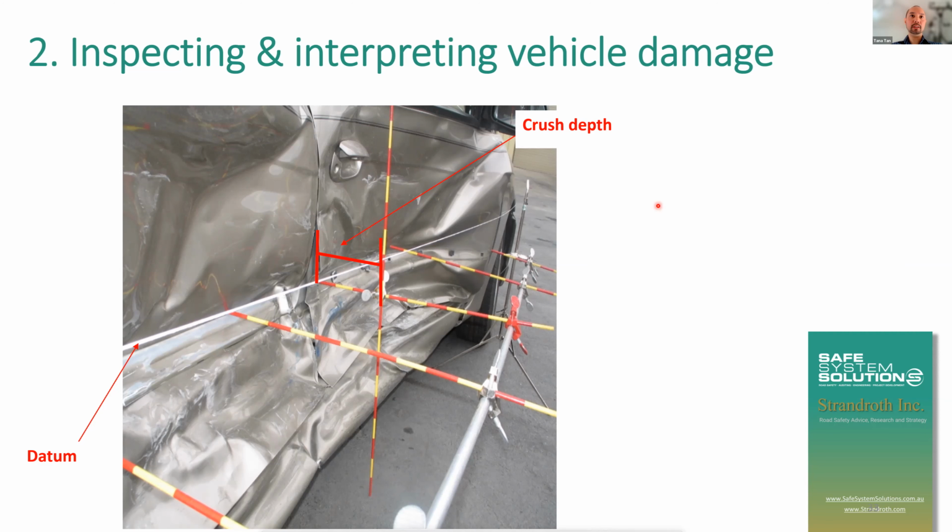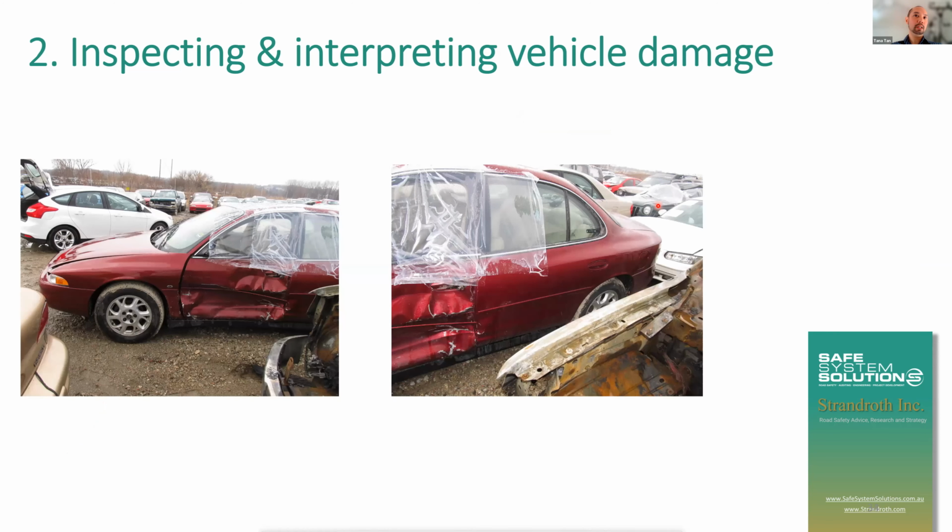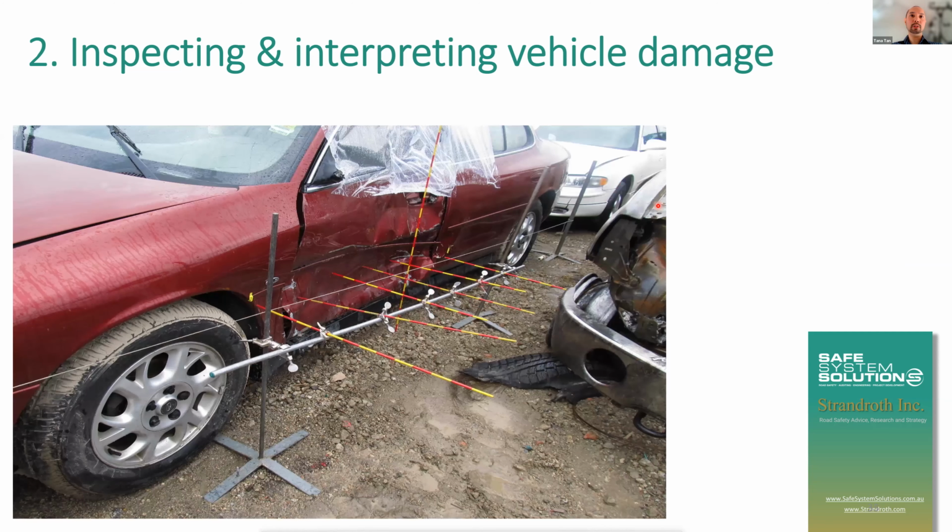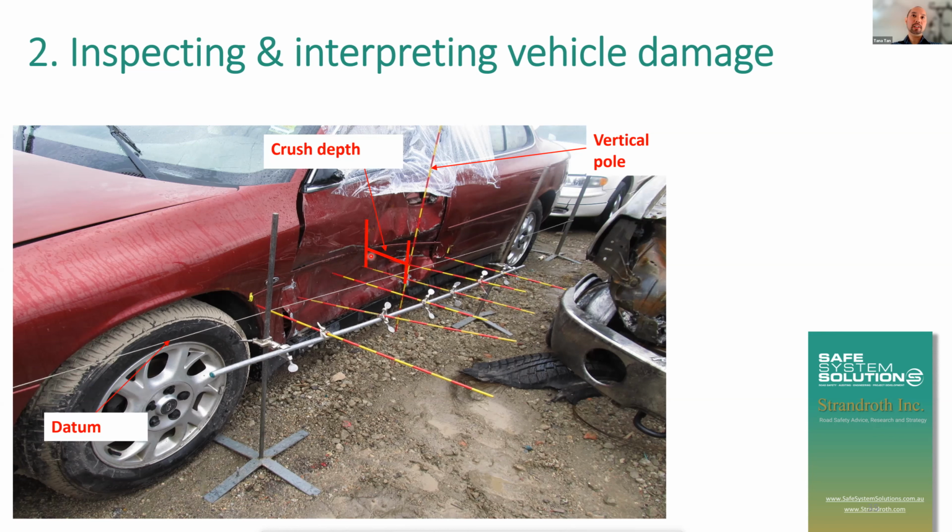I'll go to the next example here. This is another vehicle, a side impact on the left-hand side. On the next slide, I'll show you the setup that has been used here. As we can see, there's the datum point, which is the string there. We've got the vertical pole, and they've indicated that at that point there, that's the area of the most significant crush, or deepest crush depth. And the datum is there. What they do is keep moving this pole to each of the horizontal poles and measure the crush depth, and then you've got a profile of the crush.